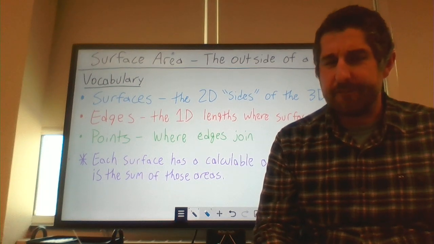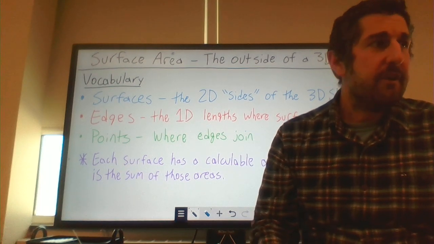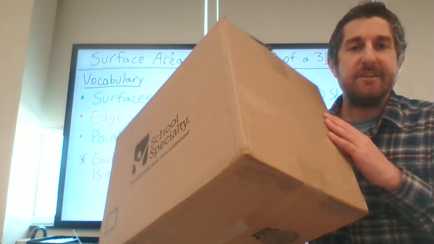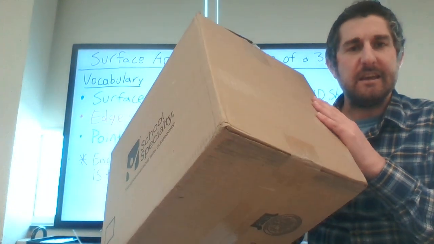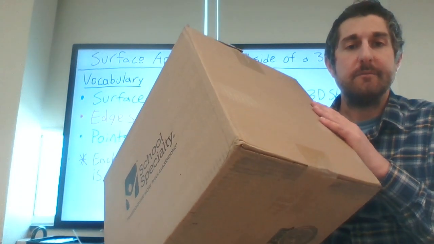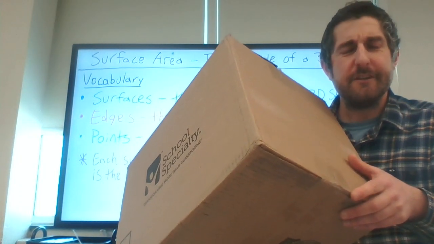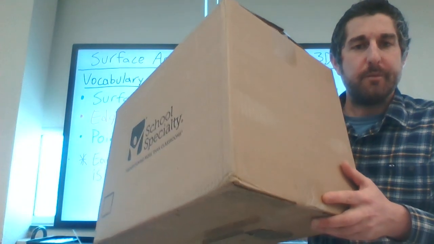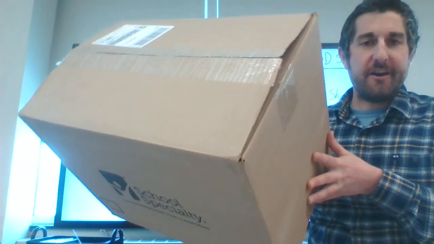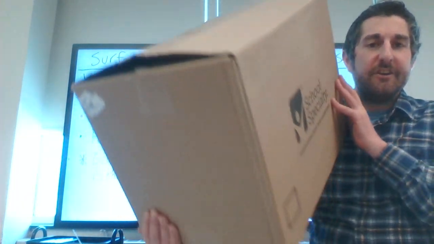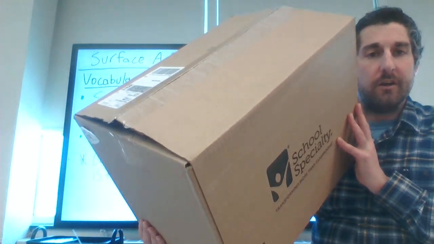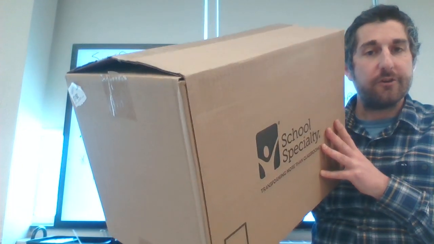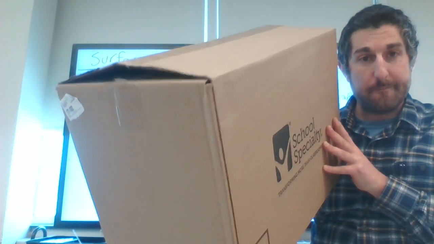Now, this can be a little bit difficult to wrap our heads around because when we think about a three-dimensional shape, at any given time, you can't see all the surfaces at the same time, especially if it's drawn on a two-dimensional plane. Take this box, for example. No matter how I orient the box, you are not going to see all of the surfaces. Instead, the maximum amount of surfaces that you're going to see at any one time is 3.